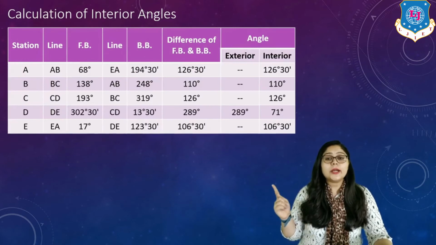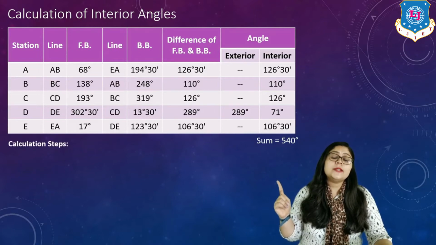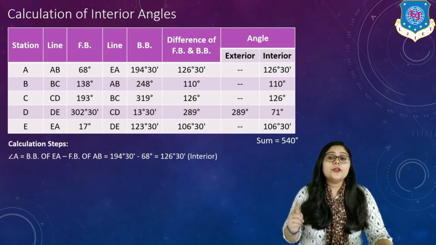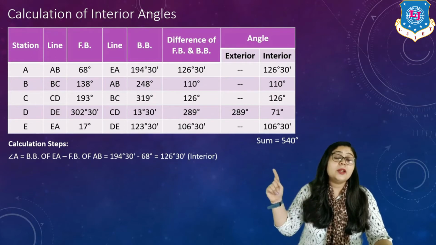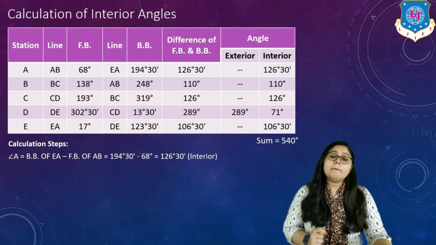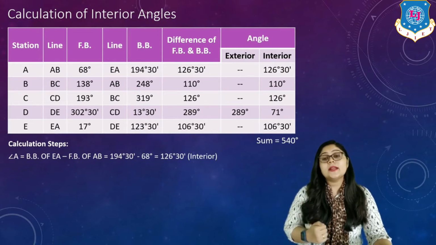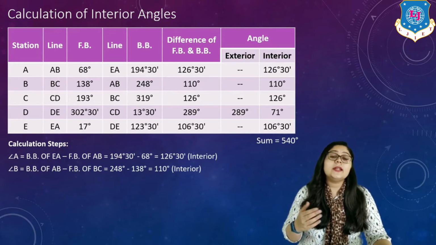It is already known to you that you have to make a table, and in this table you have to do the summation of the angles, and for that the different angles can be computed by taking the difference of fore bearing and back bearing of lines at that particular station. Here angle A can be calculated as back bearing of EA minus fore bearing of AB, which gives the answer as 126 degree 30 minute as an interior angle. Likewise, angle B can be calculated as back bearing of AB minus fore bearing of BC, which is equal to 110 degree. It means the interior angle.